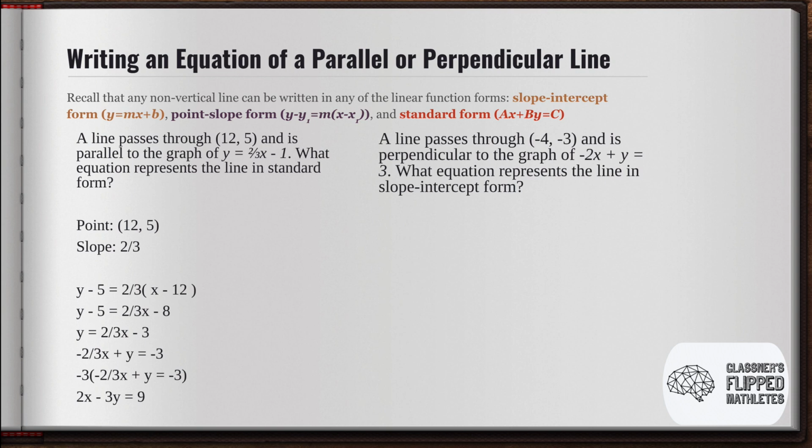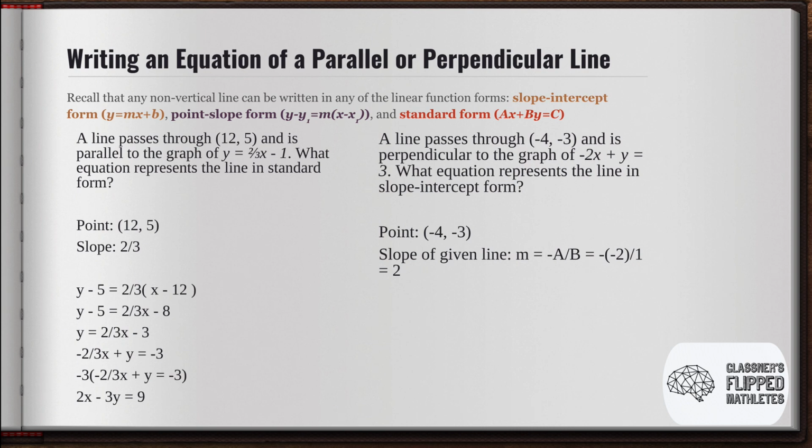Now it's a line that's going to pass through (-4, -3), and it's perpendicular to the standard form equation -2x plus y equals 3. So what's our new equation in slope-intercept form? Again, let's take a second to think about what we know. We know it goes through the point (-4, -3), and we know that the given line, -2x plus y equals 3, is in standard form.